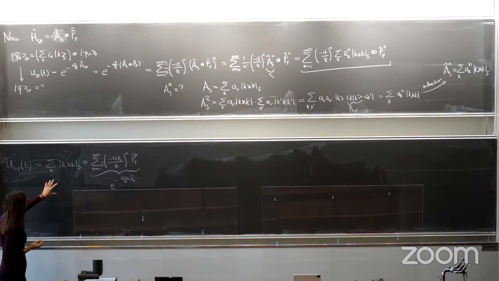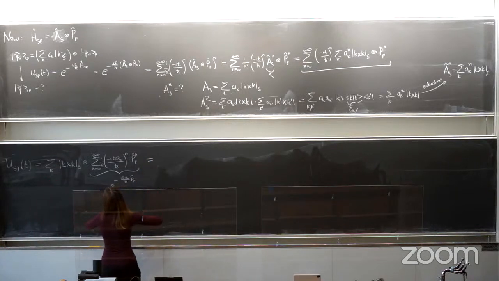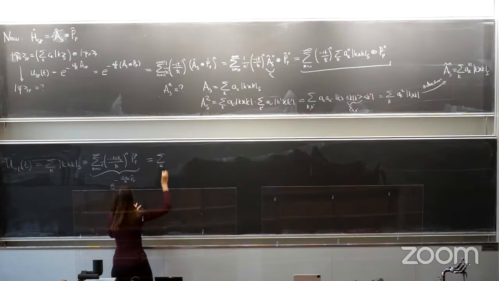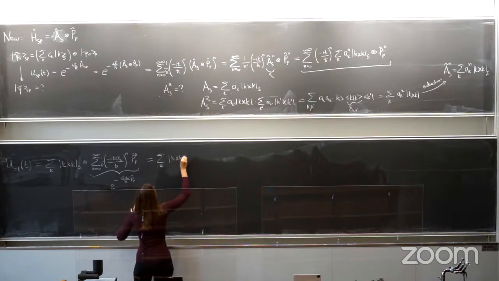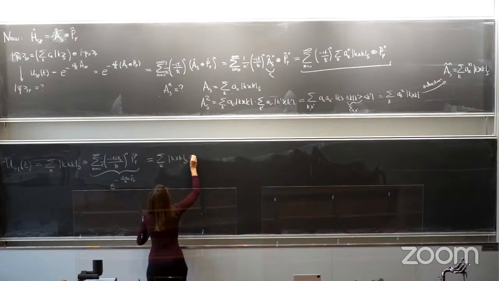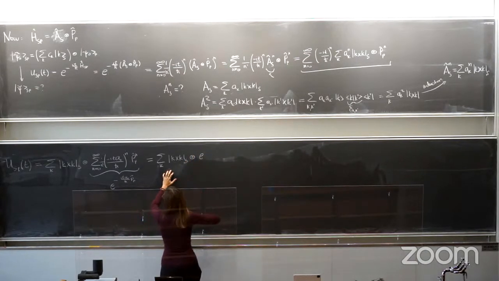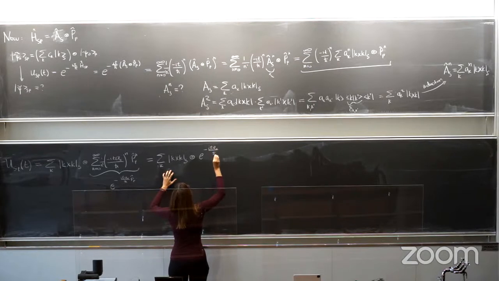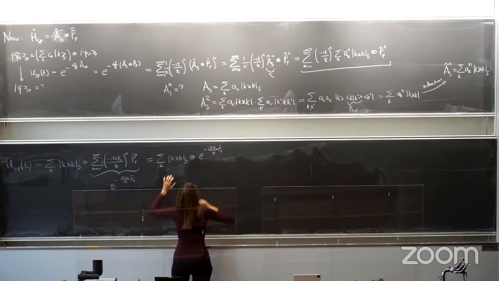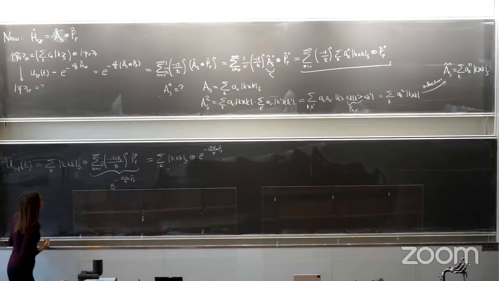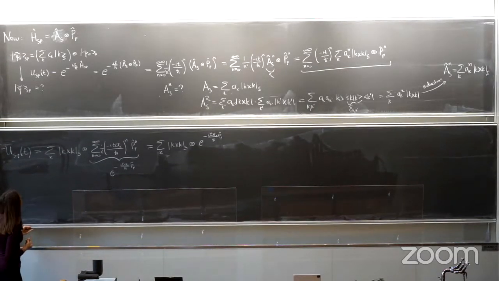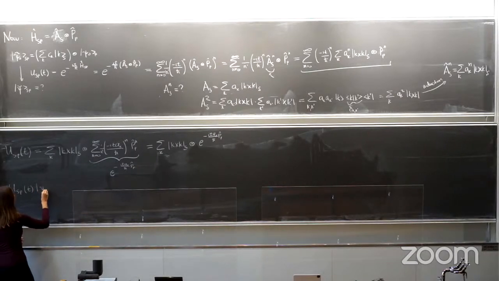Yes, so basically what we arrived at is that we can write our unitary as the following: sum over k, |k><k| on S, tensor product e to the power minus iT a_k over h bar times momentum on P. Okay, now the last step is we apply this unitary to our initial state.